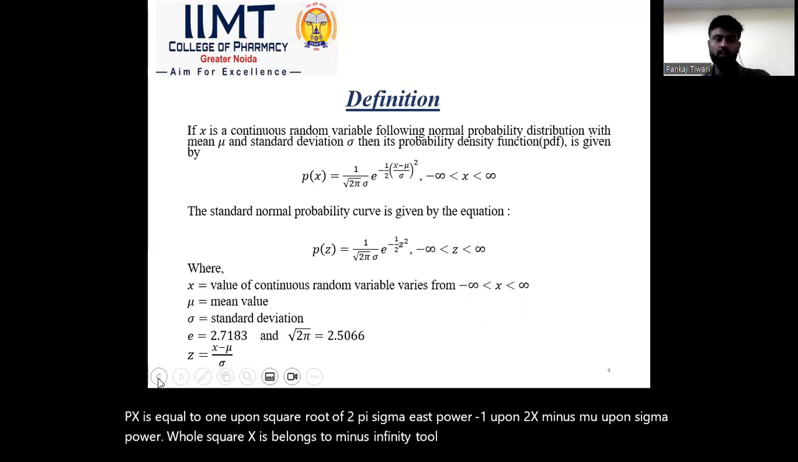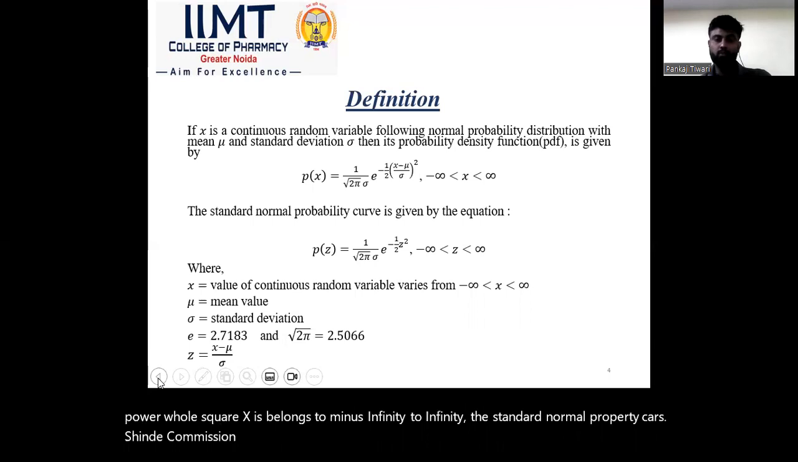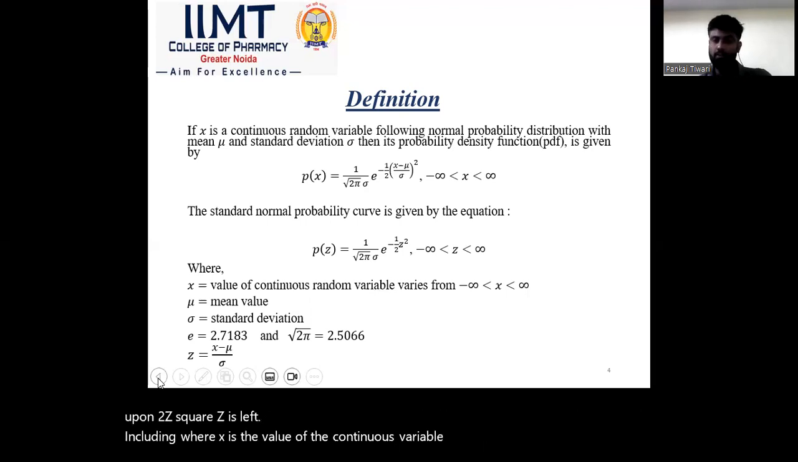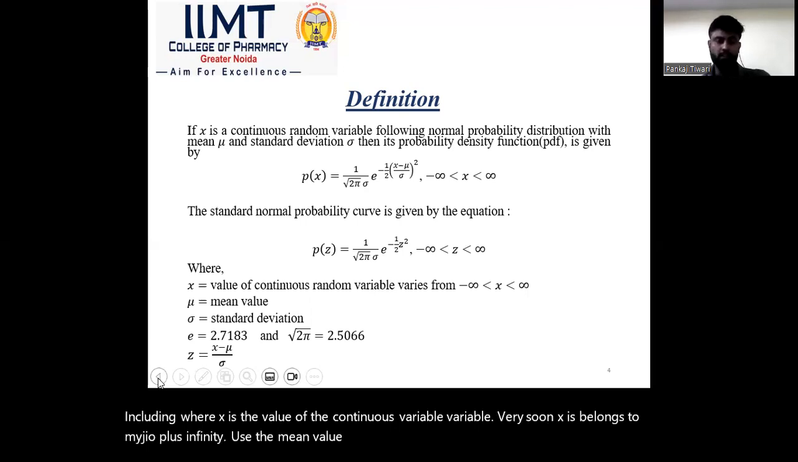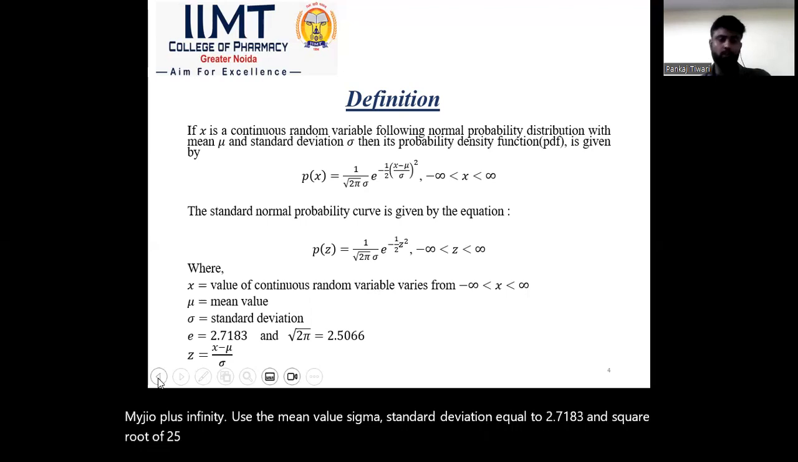The standard normal probability curve is given by the equation P(z) equal to 1 upon square root of 2 pi, e to power minus 1 upon 2 z square, where z is from minus infinity to plus infinity. Here x is the value of the continuous variable, mu is the mean value, sigma is the standard deviation, e is equal to 2.7183, and square root of 2 pi is 2.5066, and z is equal to x minus mu upon sigma.